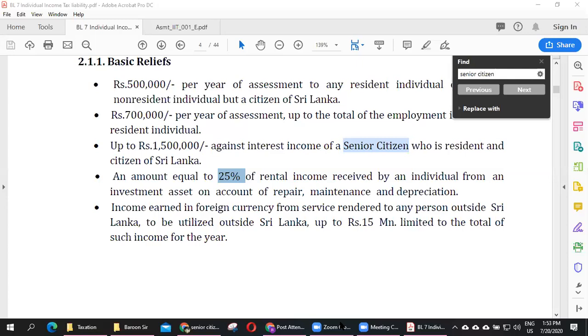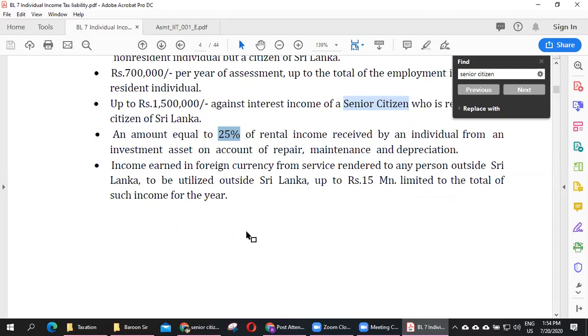Then you have to pay tax on only 75,000. You don't need to pay tax on all 100,000. You need to pay only on 75,000, right? 25,000 is relief. The government has given relief for repair and maintenance, right? There is some depreciation now, to meet repair, maintenance, and depreciation expenditure, the government has given you a 25% relief on your rent income.